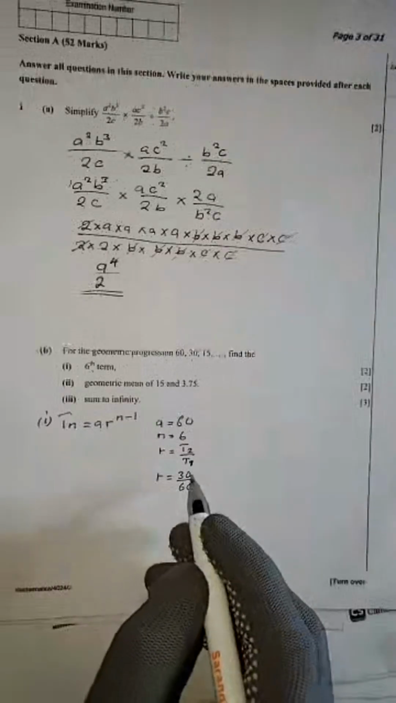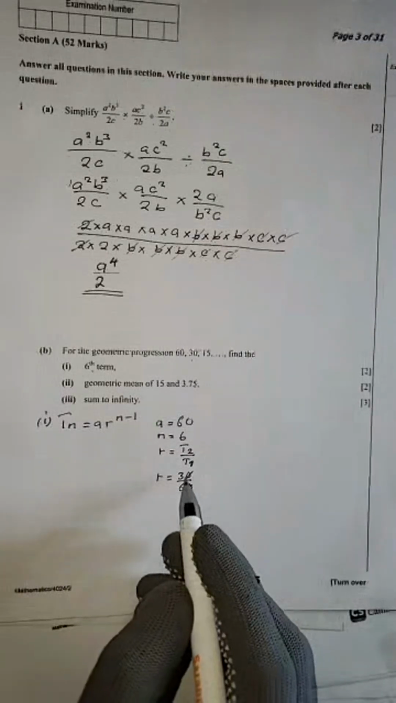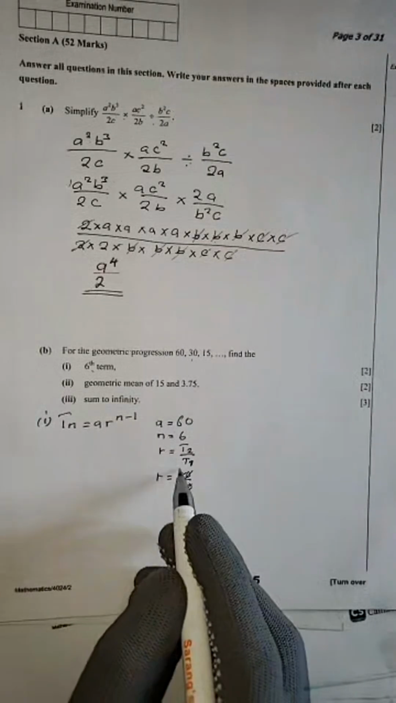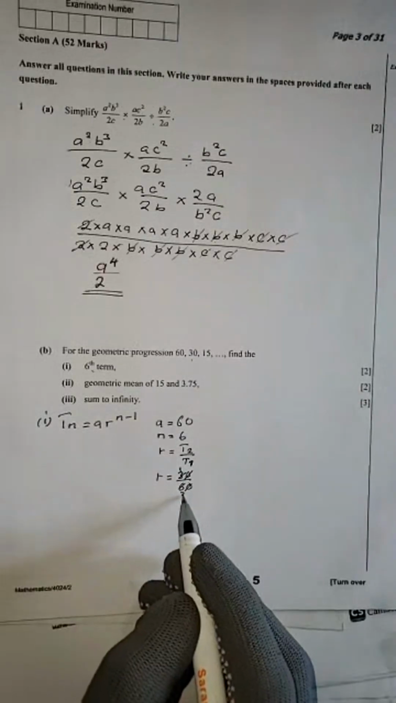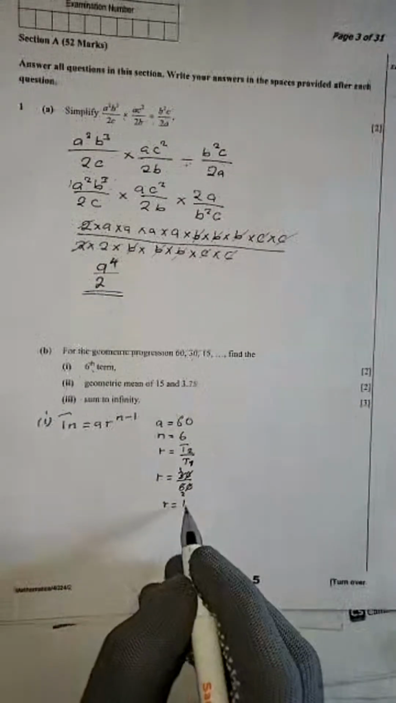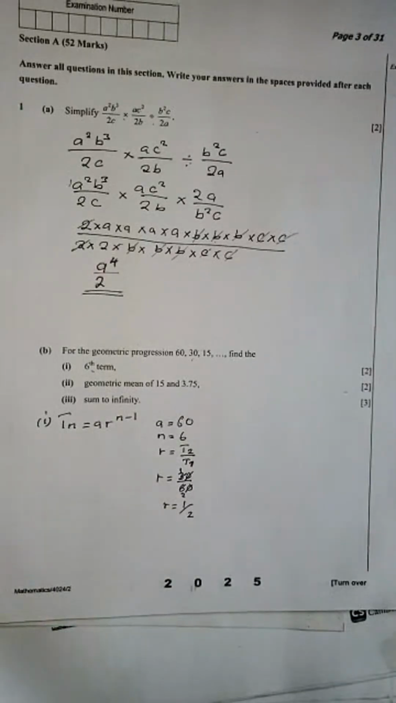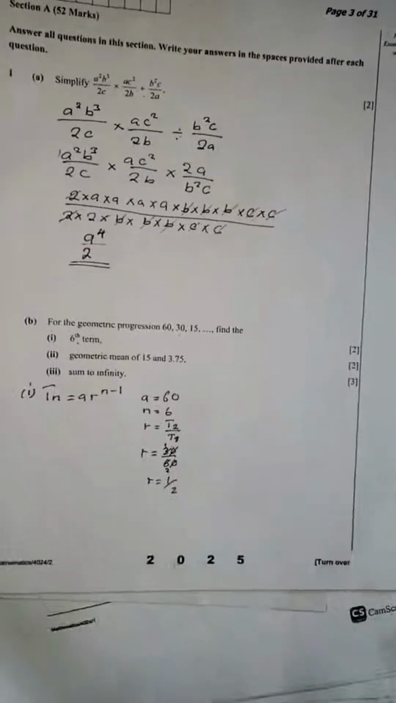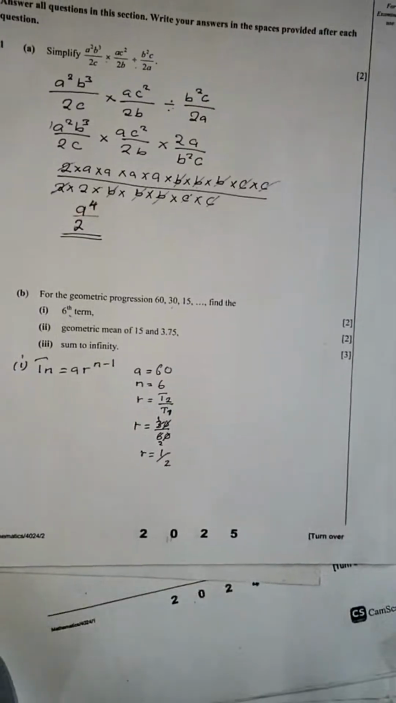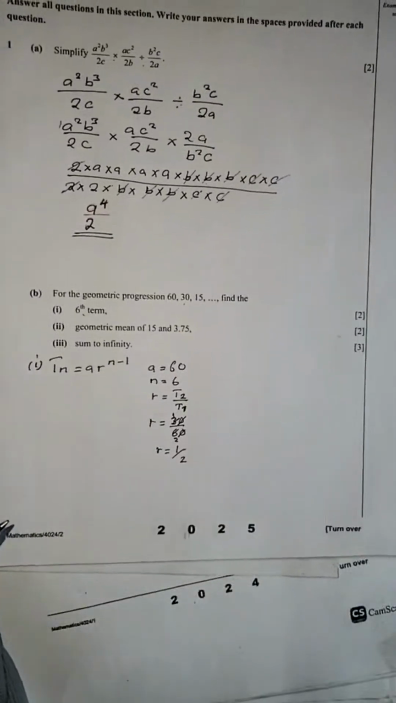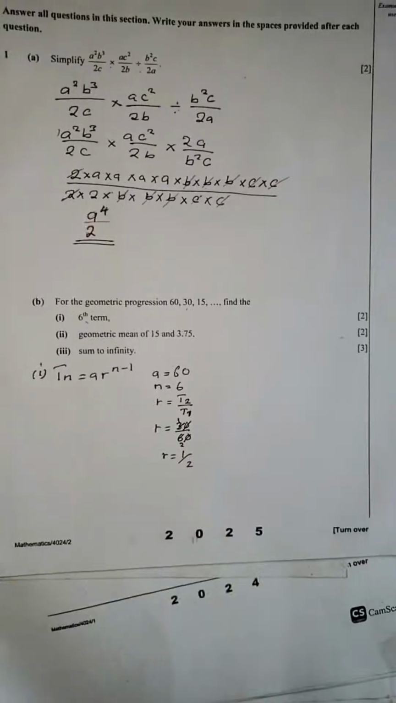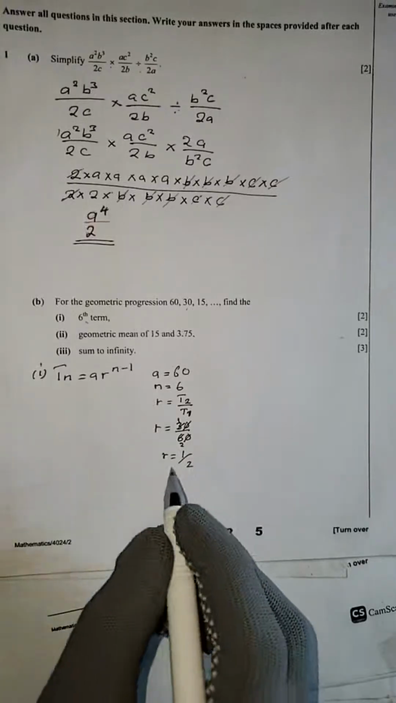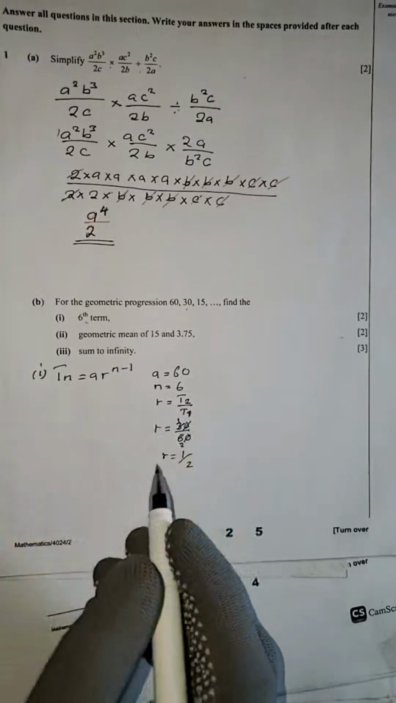This 0 and this 0 cancel. 3 here, 1; 3 into 6, 2. So the common ratio is 1 over 2. Okay, the common ratio is 1 over 2. All right, now that's the common ratio. Then what else? The number of terms, we've been given there.